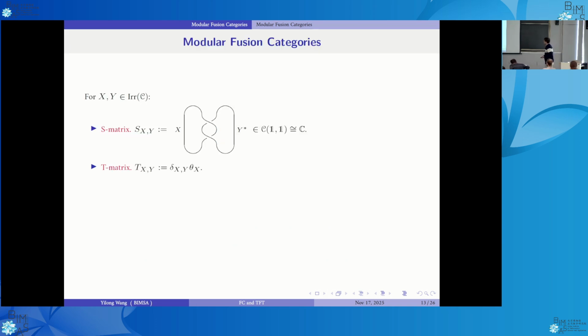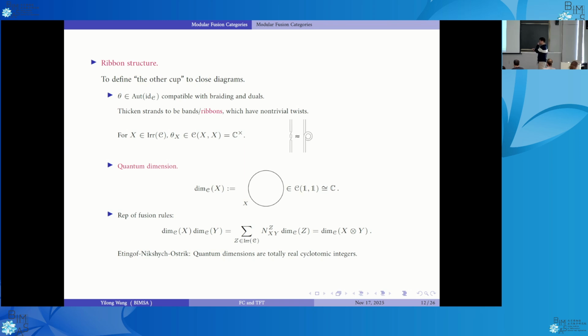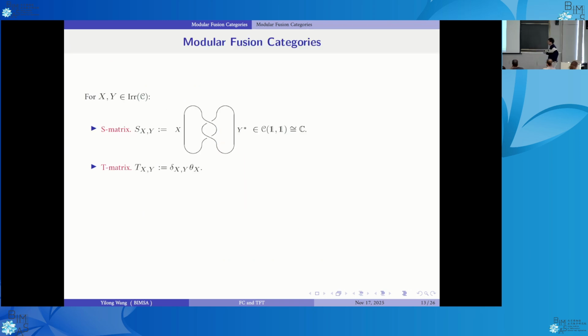Not only can we close very simple loops like previously, we can also close slightly more complicated diagrams. For example, we can close this double braiding. If the double braiding can be untangled, then we just have two independent loops, right? But now we are not able to untangle them. So this is something non-trivial, but it's still a number.